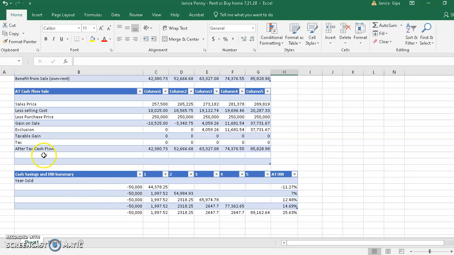And then after-tax cash flow sale, your sales price, these numbers come from up there where I previously calculated, less the selling cost, which is the 7% of the cost, less the purchase price, which is the $250,000 that the house was purchased for originally, and then the gain on sale. Here's the gain on sale.